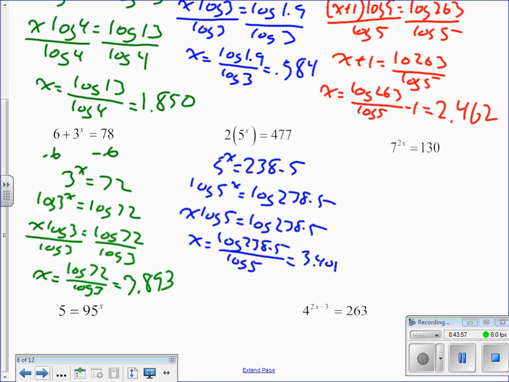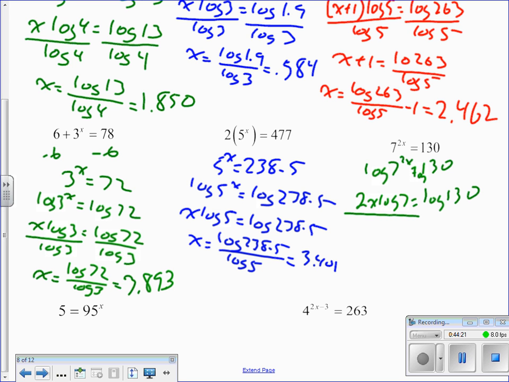This one, I don't need to do anything first. Just take the log of both sides. Log of 7 to the 2x equals 130. I'm sorry, log of 130. 2x log of 7 equals the log of 130.